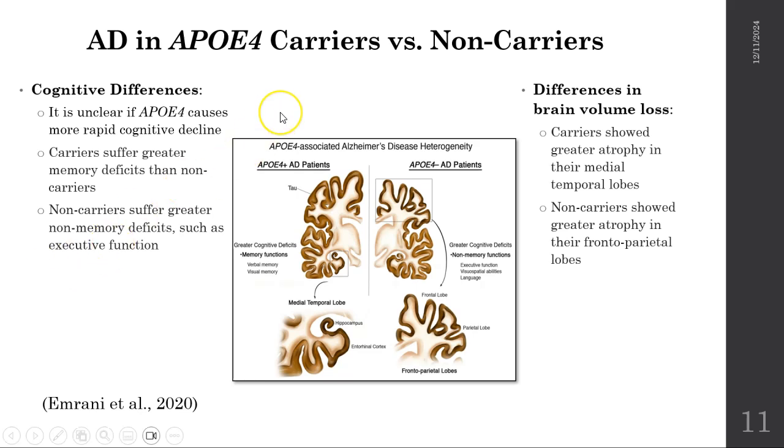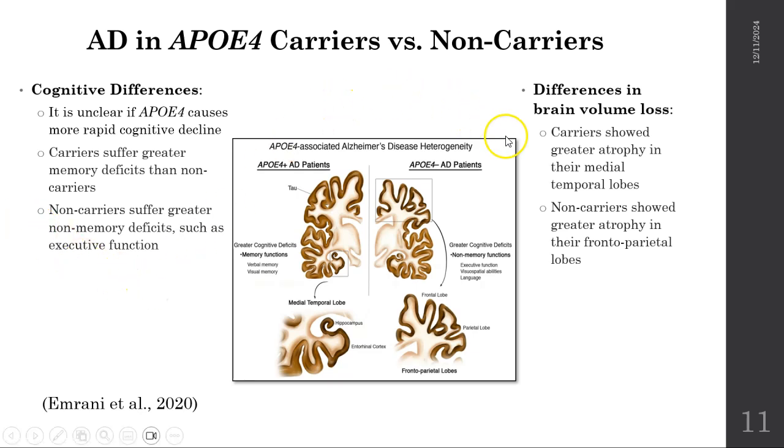So while we know that APOE4 is definitely a risk factor for developing Alzheimer's, it's unclear if APOE4 causes more rapid cognitive decline versus what we see in non-carriers. The general consensus currently is that carriers and non-carriers seem to follow a similar rate of decline. The differences arise in the cognitive presentation, with carriers suffering greater memory deficits than non-carriers, and non-carriers suffering greater non-memory deficits such as in executive functioning.